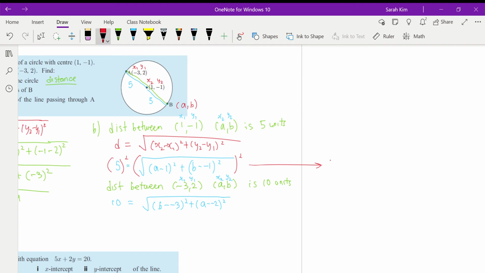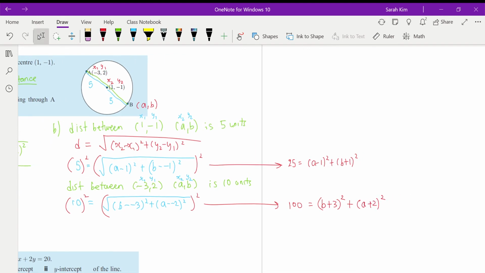So 5 squared is 25, and that becomes A take 1 squared plus B plus 1 squared. Okay. And then what have I got here? I'm going to square both sides of this one as well. So I get 100 equals B plus 3 squared plus A plus 2 squared.